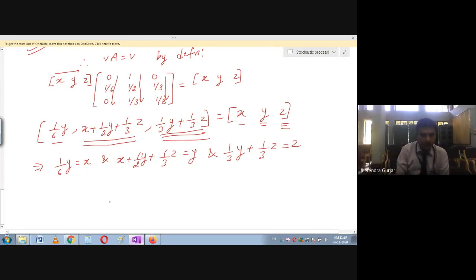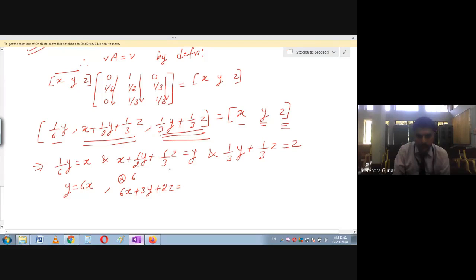First, we'll simplify this. I can write like this: 6, I will bring to this side. So I can write 6y is equal to 6x. Similarly, I can simplify here. Here you can take 2 and 3. If you take the LCM, it will become 6. I'm going to take 6 as the LCM. Therefore, I will multiply here by 6. So this is 6x plus 6 upon 2, how much, students? It is 3y plus 6 upon 3. 6 upon 3 will be 2z. Okay, this is 2z.